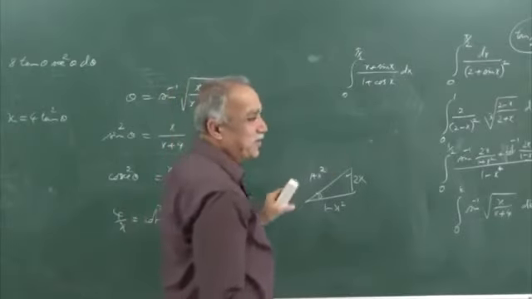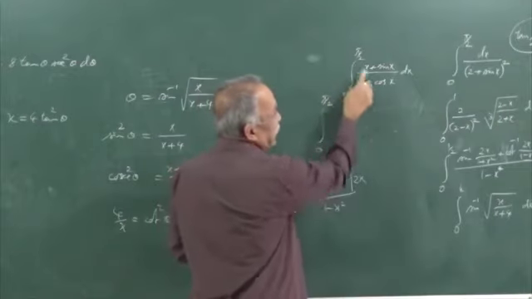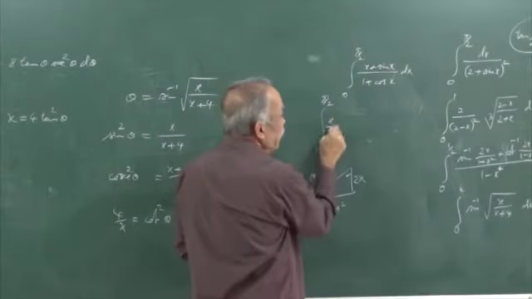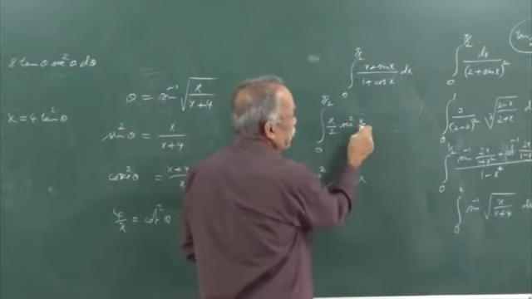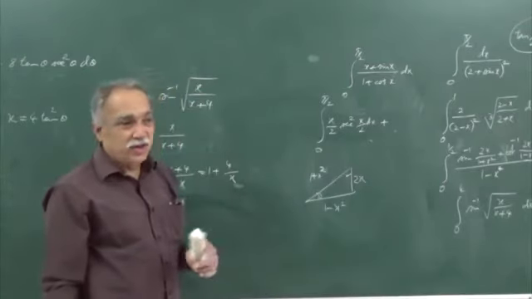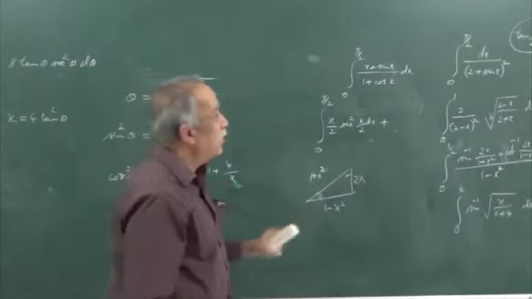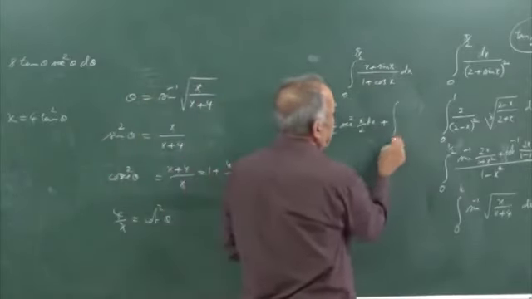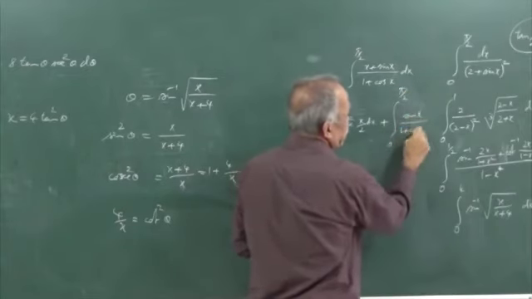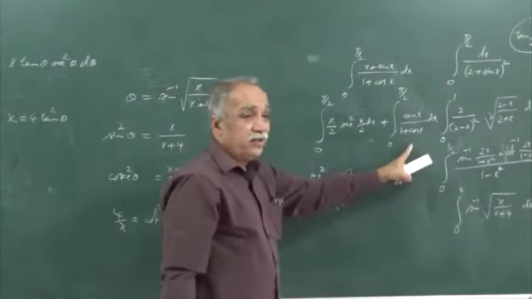Split. Correct. 0 to pi by 2. X by 1 plus cos x is x by 2 into secant square x by 2. Am I right? 1 plus cos x is 2 cos square x by 2. X by 2 cos square x by 2 is this. Plus other part. Other part keep it as it is. No simplification needed. Sin x by 1 plus cos x. Integrate by parts. Integrate using substitution.